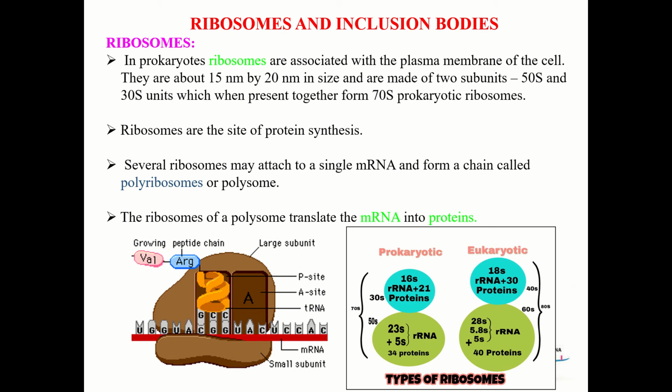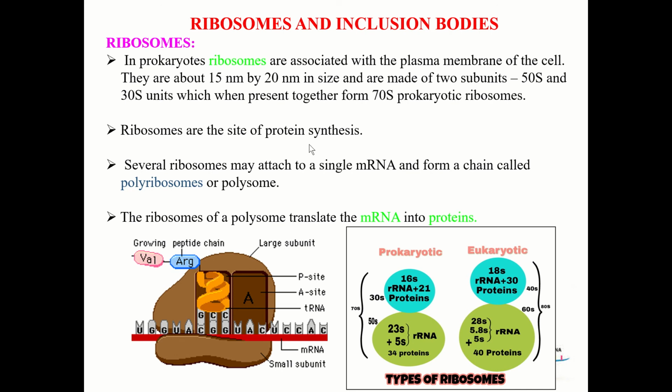Ribosomes. In prokaryotes, ribosomes are associated with the plasma membrane of the cell. They are about 15 nanometer by 20 nanometer in size and are made up of two subunits, that is 50S and 30S. So they have two subunits, one large subunit and one small subunit, which when present together form the 70S prokaryotic ribosome.